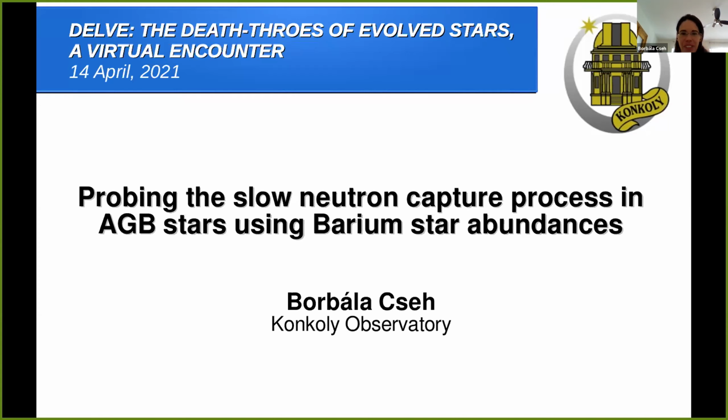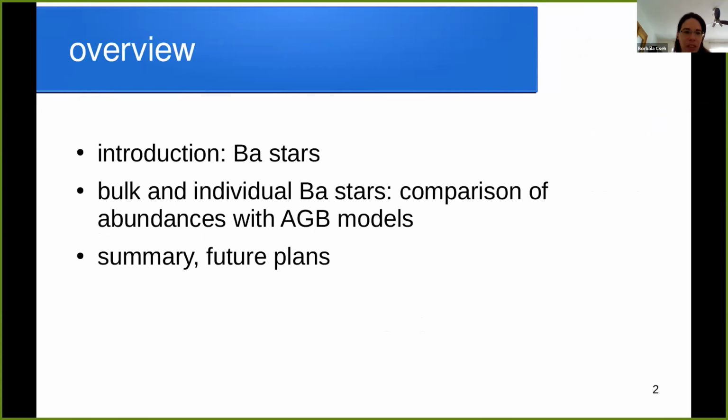First of all, I would like to thank the organizers for giving me the opportunity to talk about this work here. I am Borbála Cseh from Konkoly Observatory. First of all, I would like to give an overview. I will first introduce the barium stars, and then I will talk about the comparison of a large sample of barium stars with models, and also take individual barium star abundances and compare that with different AGB models. And then I will summarize and give some of our future plans.